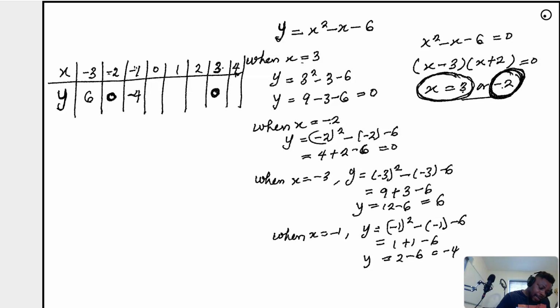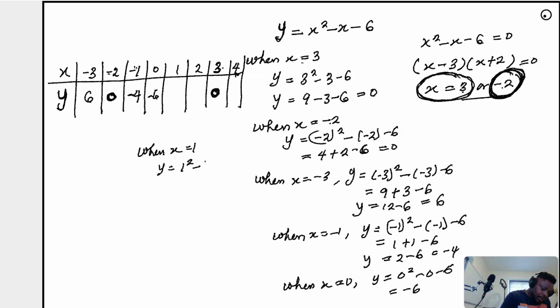Okay, then the next one, when x is equal to 0, y is equal to 0 squared minus 0 minus 6. So this will be -6. So -6 when x is 0. Then let's do for 1. When x is equal to 1, y is equal to 1 squared minus 1 minus 6. So 1 minus 1 minus 6, this is -6. So when x is 1, y is -6.